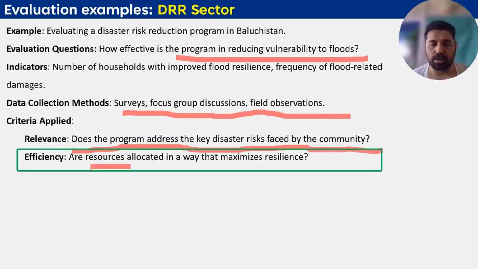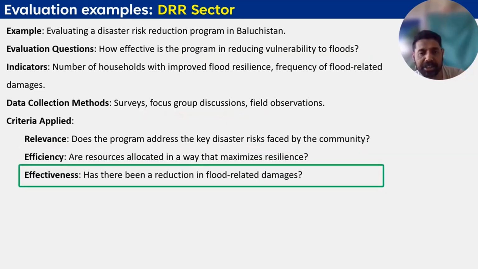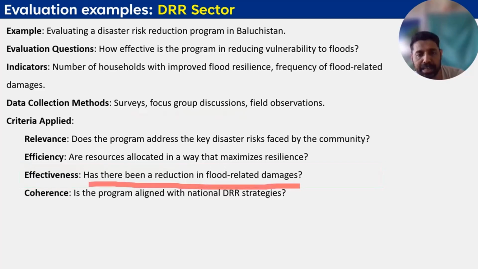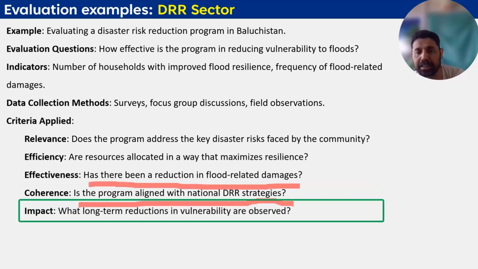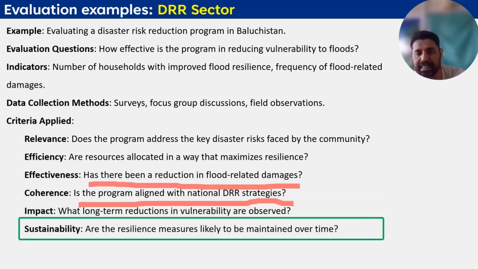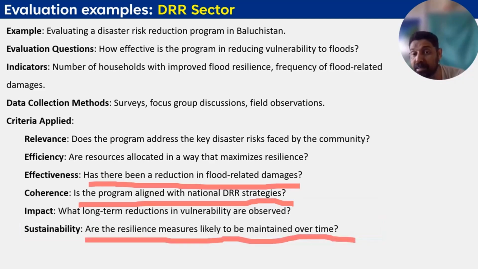Efficiency, are the resources allocated in a way that maximizes resilience? Effectiveness, has there been a reduction in flood related damage? Coherence, is the program aligned with national DRR strategies, PDMA, DDMA strategies? What long-term reductions in vulnerability are observed? And sustainability, are the resilience measures likely to be maintained over time? For example, if you have constructed some walls or other damage related infrastructure, whether that is sustainable or not.